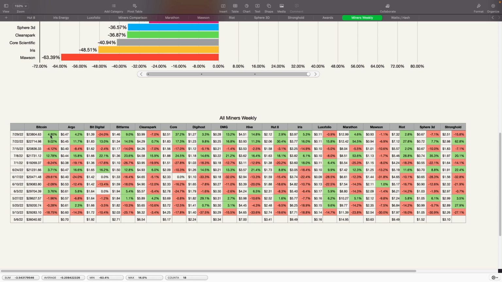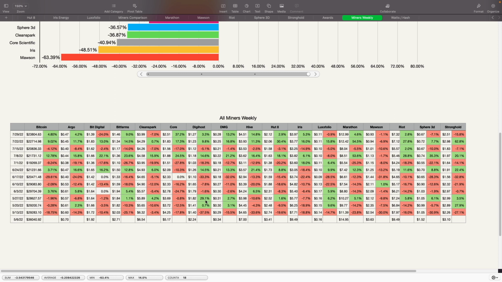Let's see here. Bitcoin has been up 1, 2, 3, 4, 5 out of the 12. Argo has been up more than that. Bit Digital has been down less than that. Bitfarms 2, 4, 6 weeks, so about half. CleanSpark 2, 4, quarter, third of that. Core 4 as well, or 3 actually.